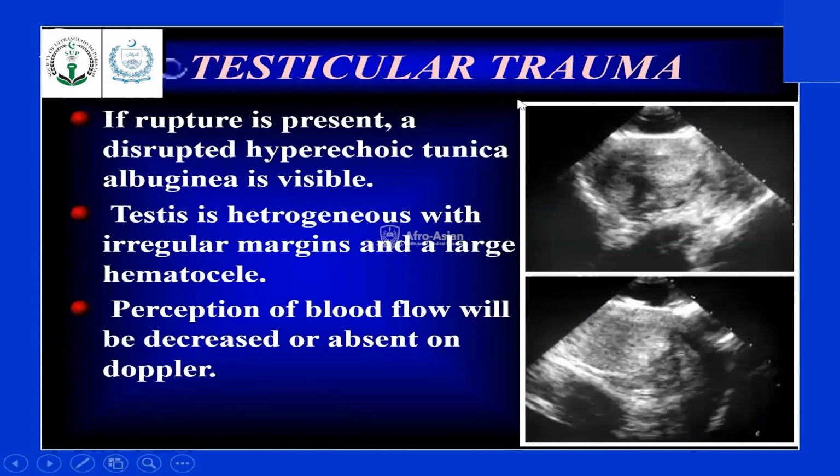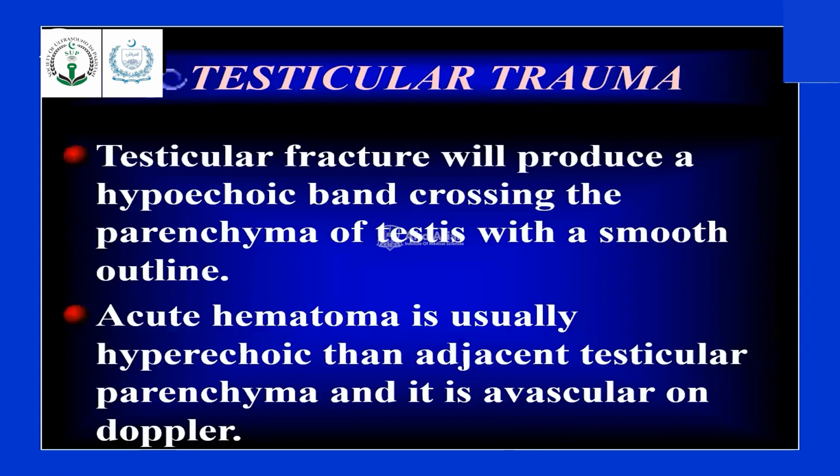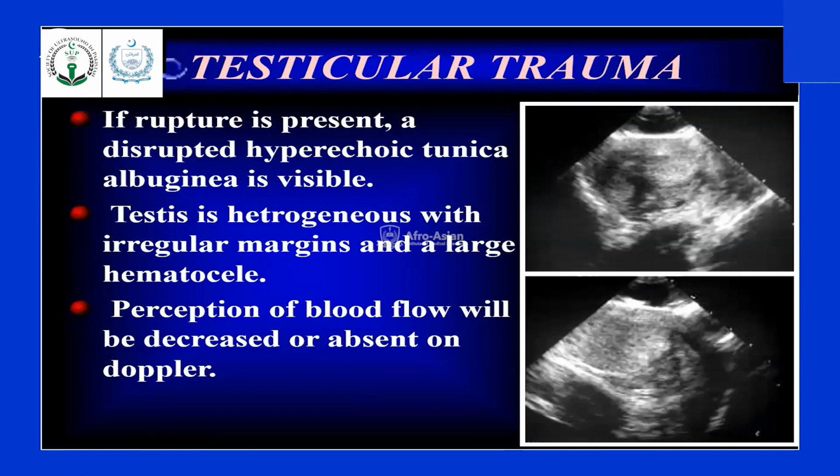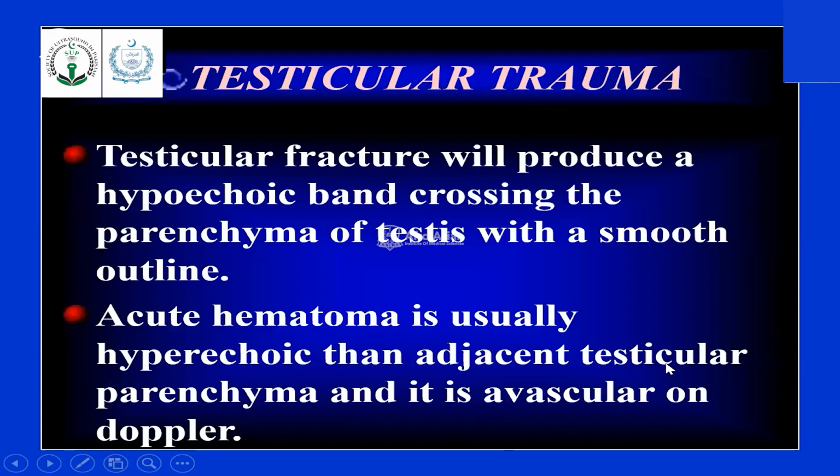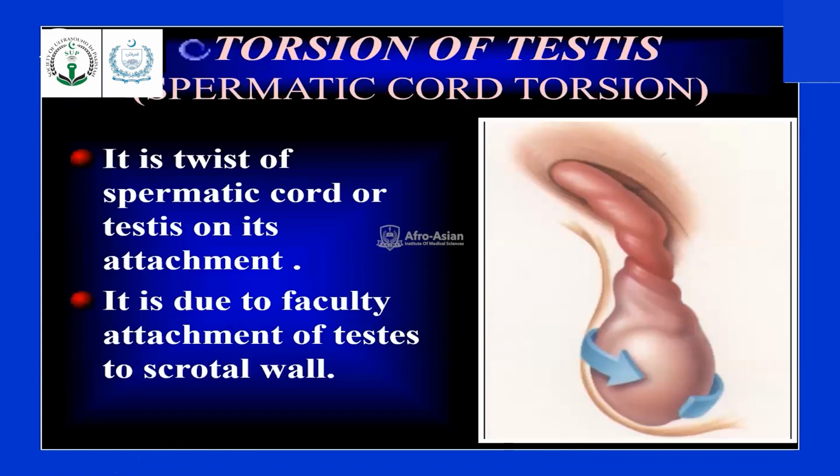In trauma, we can get rupture of the testicle. The testis will be heterogeneous with irregular margins and a large hematocele. We can find this line which is indicating the rupture due to trauma. There will be a history of trauma. There is some blood, and the whole of the testicle is looking heterogeneous.